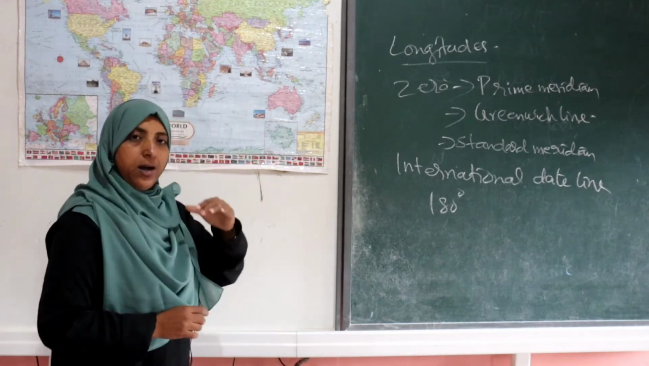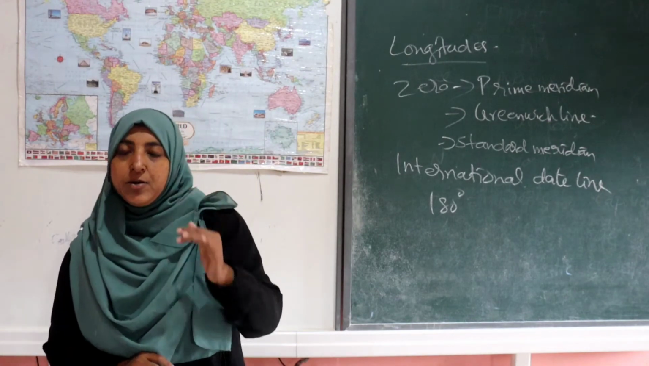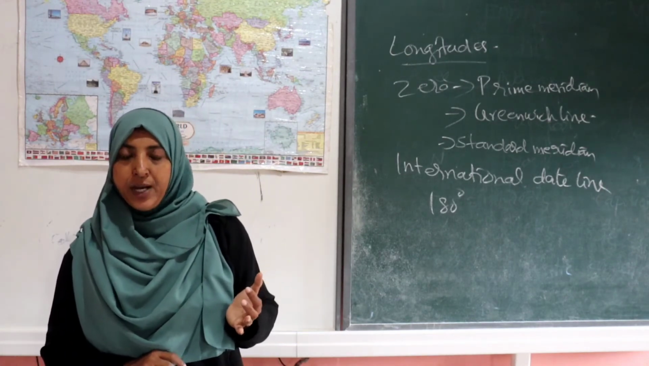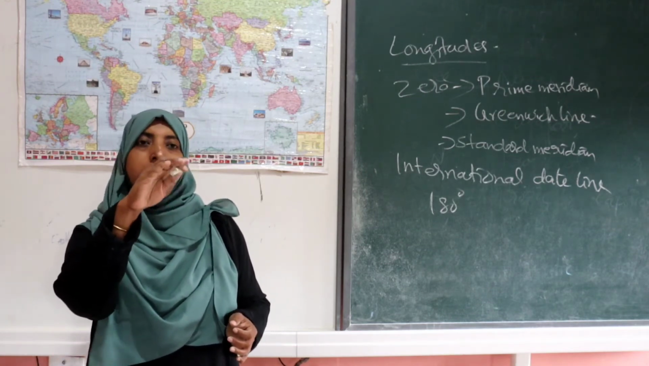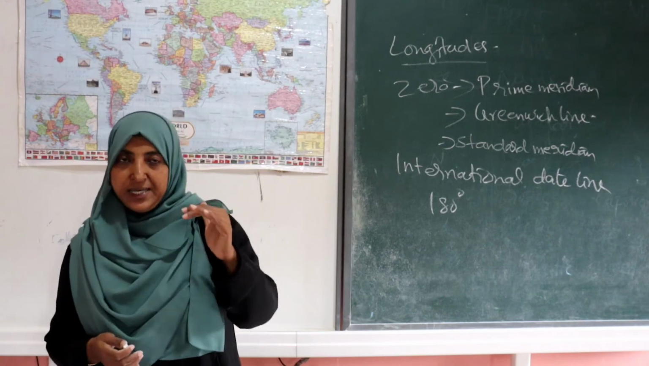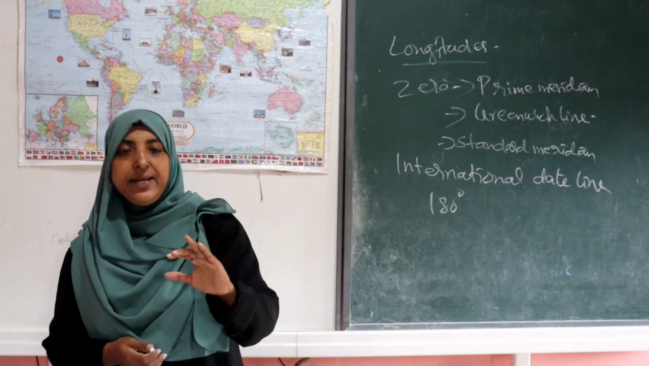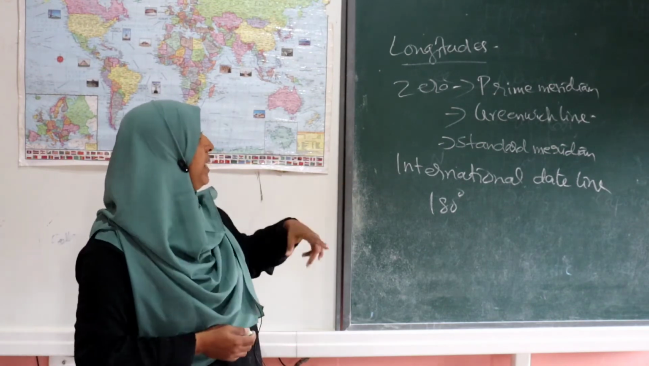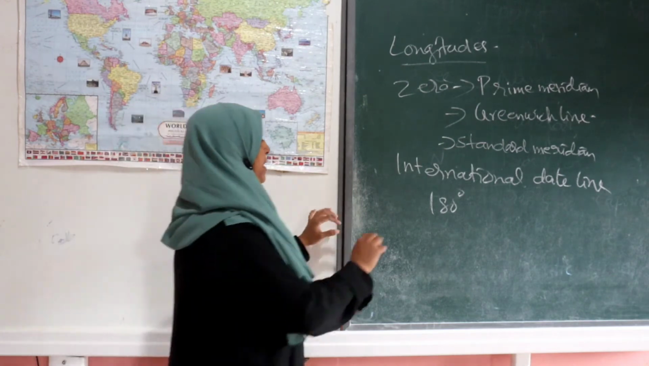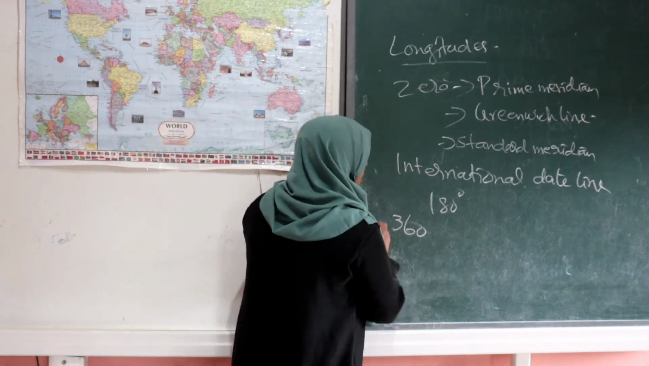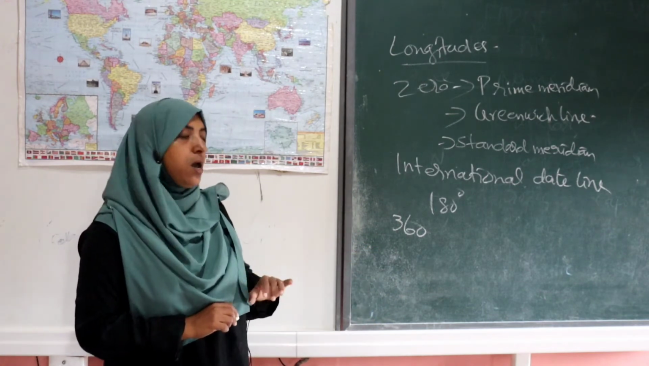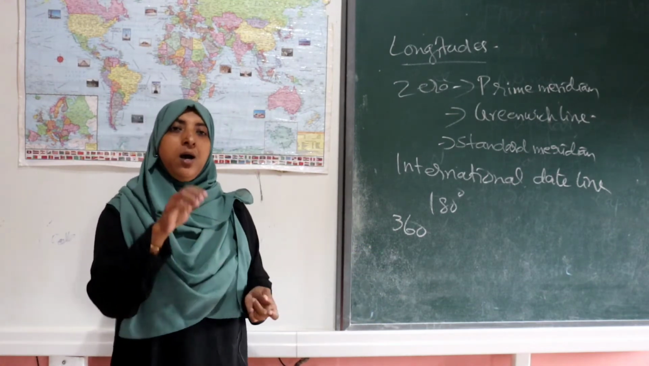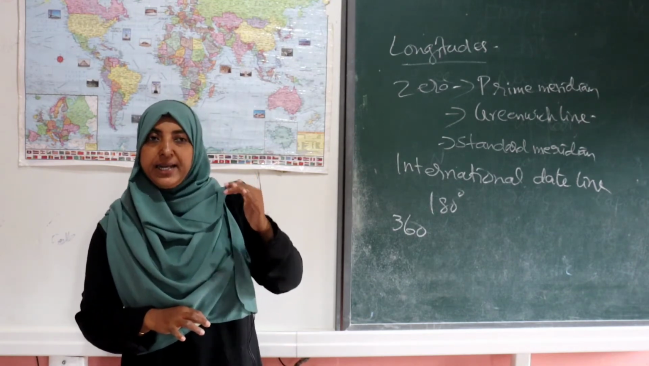Then how many latitudes are there? Anybody know? Yes, 179, because the equator is only one. So in two hemispheres the equator is the center, so we can say there are 179 latitudes. In the case of longitudes, there are 360 longitudes. Please note there are 360 longitudes, because you know that a circle contains how many degrees? 360 degrees.